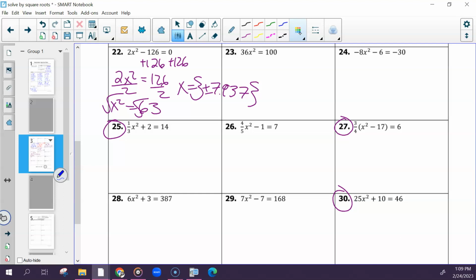Starting with 25, what would we do first? Minus 2. And then we multiply by the reciprocal. Take it, flip it, multiply by 3 on both sides. So if we take the square root of both sides, what would that give us? 36? Yeah, x squared equals 36. The square root of 36. Oh, but plus or minus.